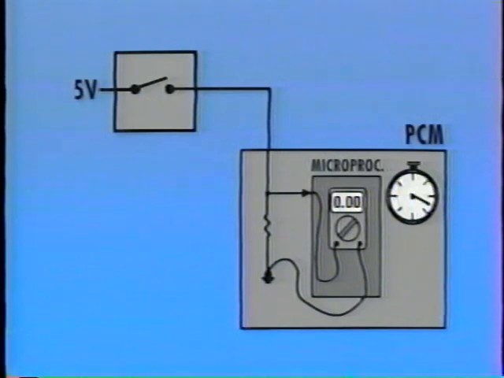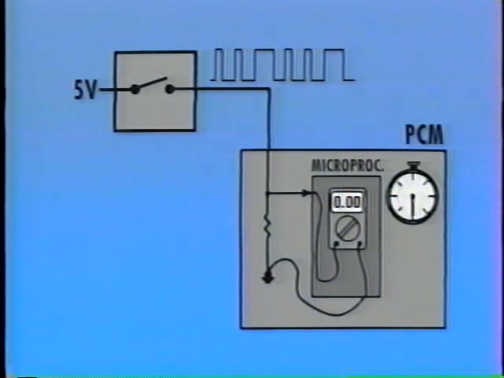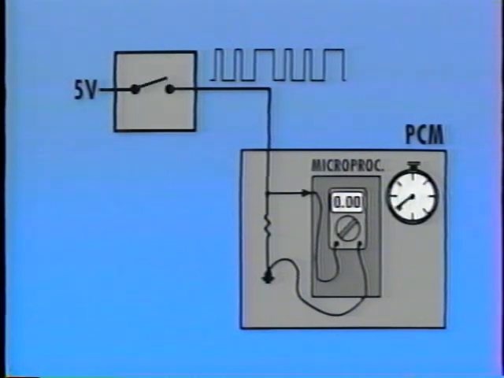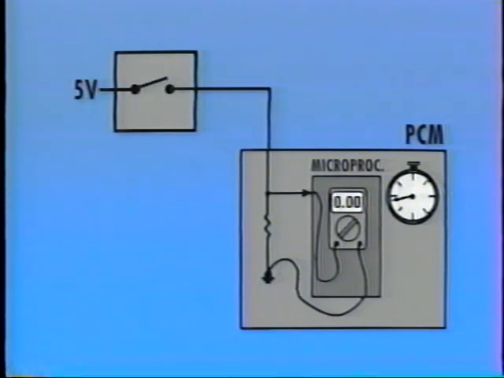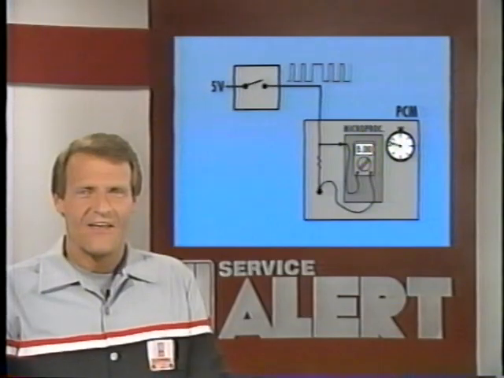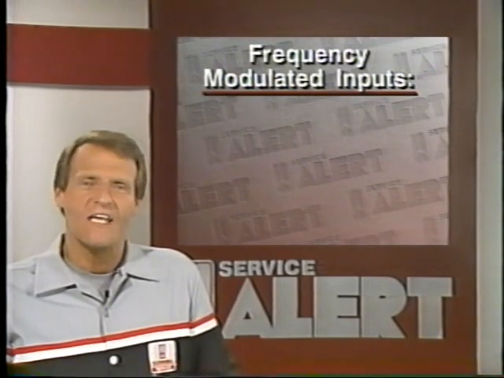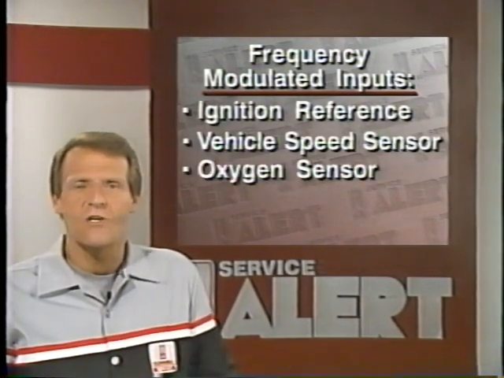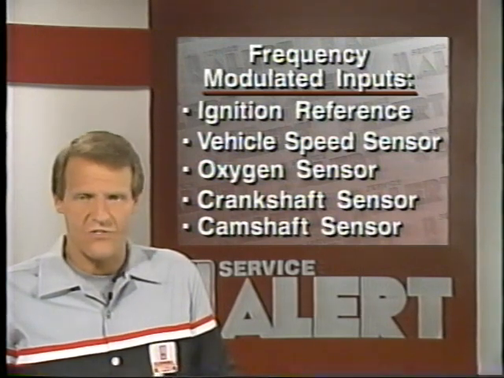Frequency modulated inputs are digital signals that incorporate the element of time. These signals toggle between high and low voltage many times per second at a variable rate. The PCM monitors how many times each frequency modulated input changes from high to low in a given time period. Frequency modulated inputs include the ignition reference signal and vehicle speed, oxygen, crankshaft, and camshaft sensors.